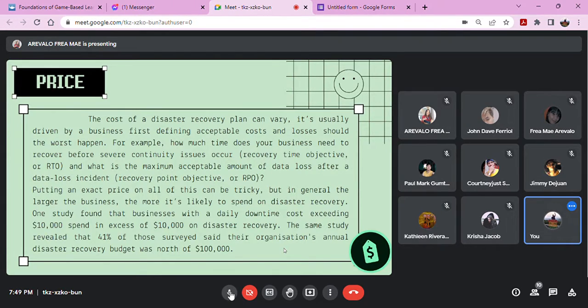Putting an exact price on all of this can be tricky, but in general, the larger the business, the more it's likely to spend on disaster recovery. One study found that businesses with a daily downtime cost exceeding $10,000 spend in excess of $10,000 on disaster recovery. The same study revealed that 41% of those surveyed said their organization's annual disaster recovery budget was north of $100,000. So this is the price of disaster recovery.